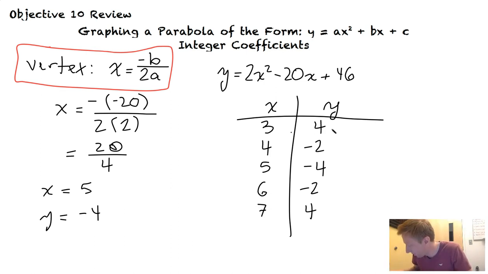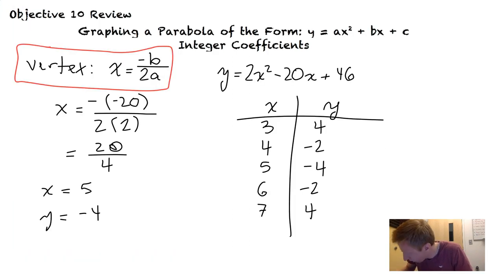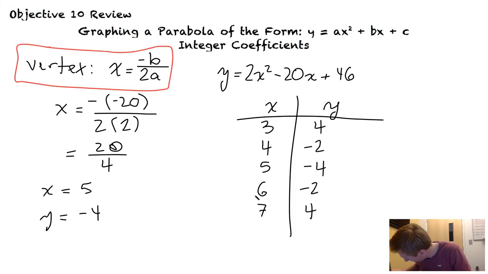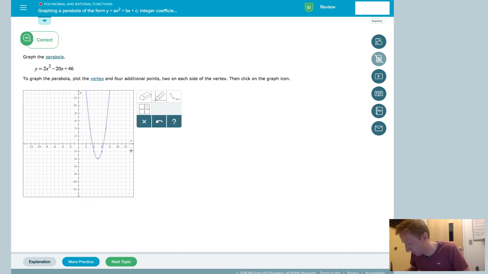Let's now plot these points into Alex. So we'll plot 3, 4. Right there. We'll plot 4, negative 2. Right there. And then 6, negative 2. And then 7, 4. Now, if we click the graph button, it should fill in for us. Like so. And then we check our answer, and it comes out as correct. This is the final parabola.